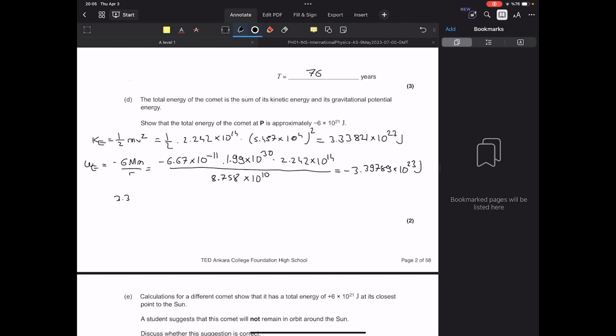Adding the two up, kinetic energy plus potential energy is equal to negative 5.96831 times 10 to the 21 joules, which is indeed approximately negative 6 times 10 to the 21 joules.